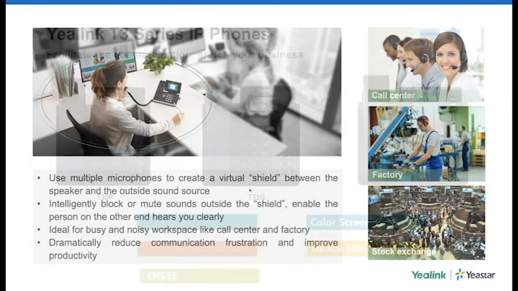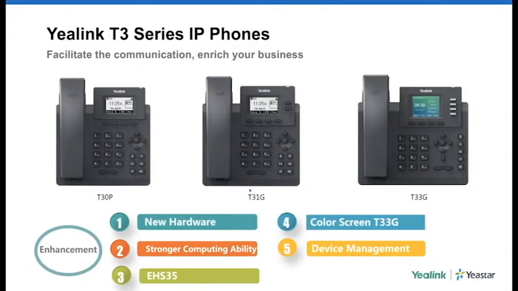Okay, and we will now move on to the T3 series IP phones recently released by Yealink. In the images that we can see here, we have the T30P, the T31G, and of course the T33G. Some of the key enhancements to this new series include new hardware in the form of CPU, a stronger computing ability to cater for any future enhancements or upgrades, the use of the EHS35 for wireless headsets, and of course the color screen, which is available to you on the T33G. And lastly, we have the ability to manage the T3 series on the device management platform.